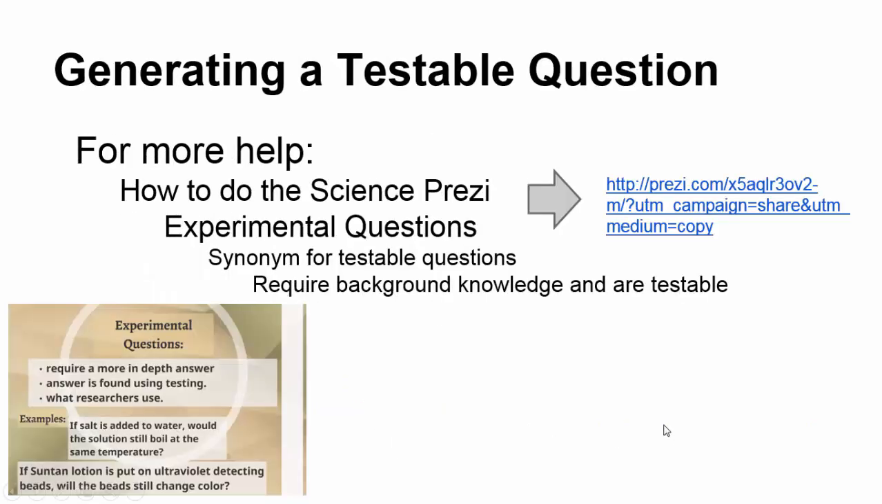Generating a testable question. Questions of science need to be testable. They need to be what we call experimental questions. A testable question is a type of question that is used by researchers and preferred in science. Testable questions require a more in-depth answer, and the answer can only be found through testing, aka lab experimentation.